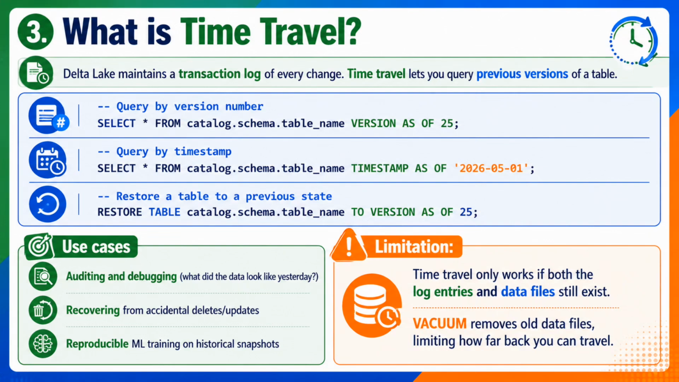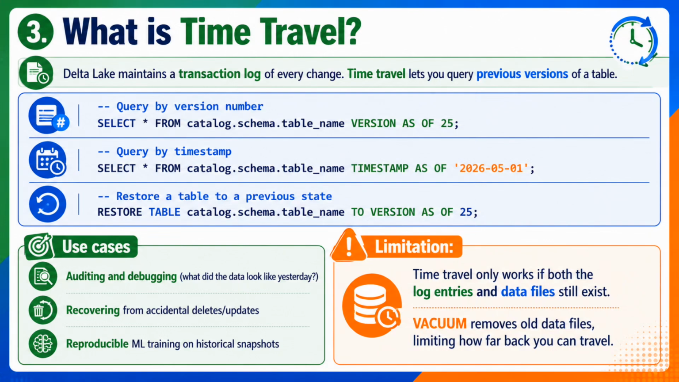So where is time travel useful? It is extremely helpful for auditing and debugging, allowing you to answer questions like, what did the data look like yesterday? It can also help with recovering from accidental deletes or updates. And for machine learning, you can use historical snapshots to create reproducible ML datasets.